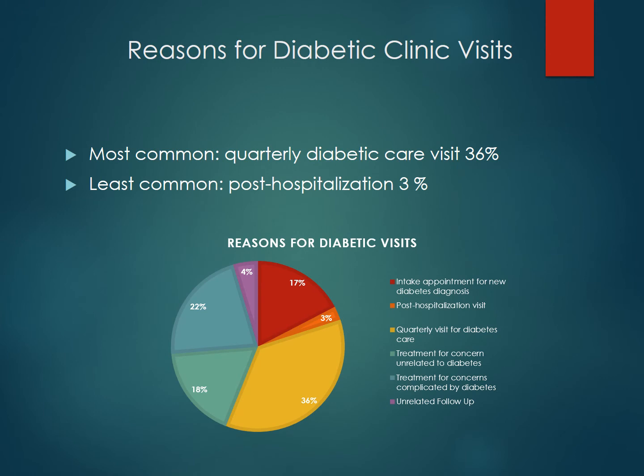The reason that patients are seen at clinics is important to know if the clinic is functioning the way it was intended and if patients are being referred appropriately. The most common presentation at the clinic was for a quarterly diabetic care visit, with this reason being 36% of all patient visits. The least common clinic visit was for a post-op hospitalization visit, which was documented as 3% of all patient visits.